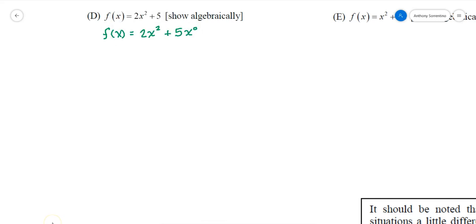anything to the 0 power is 1. We'll talk more about exponential rules as we move through this, but this is an exponential rule that's taught in a lot of pre-algebra courses, so it is one that you're expected to know when you're in this one.